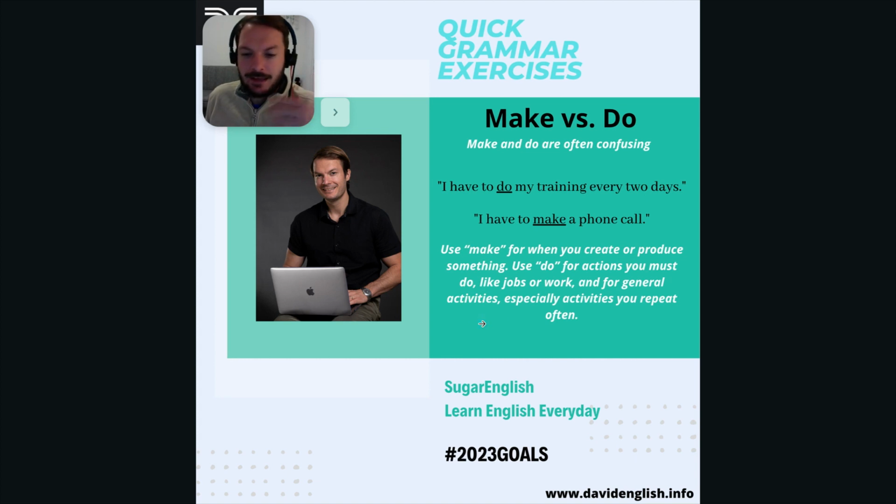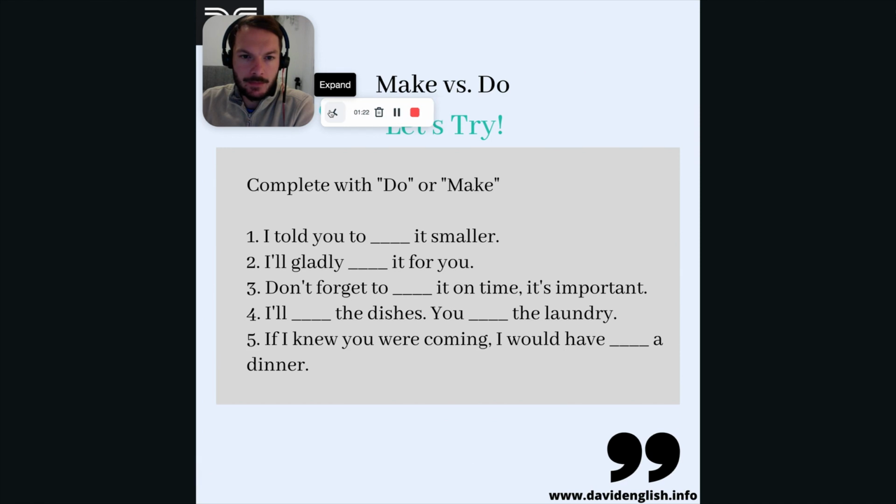So, guys, get that pen, pencil, and paper, and let's get ready to do some exercises, and also your notebook, okay? Make versus do. Let's try. Complete with do or make. Number one, I told you to blank, it's smaller. I told you to make it smaller. Number two, I'll gladly blank it for you.